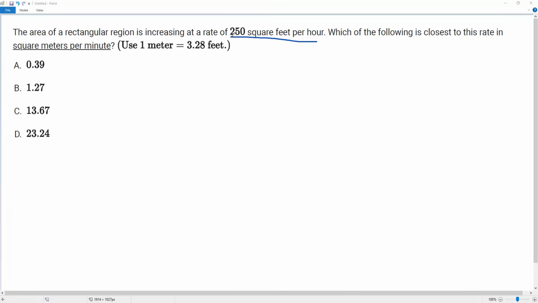Okay, now let me consider the given rate, that is 250 square feet per hour. We have to convert this rate to square meters per minute. Now let me consider the information we have over here. That is 3.28 feet is equal to 1 meter. Let me write it over here: 3.28 feet equals 1 meter.